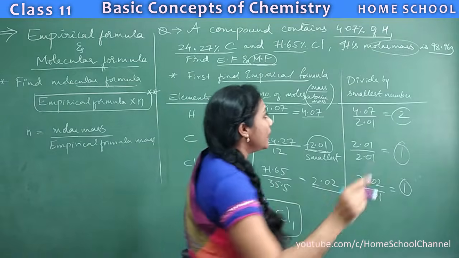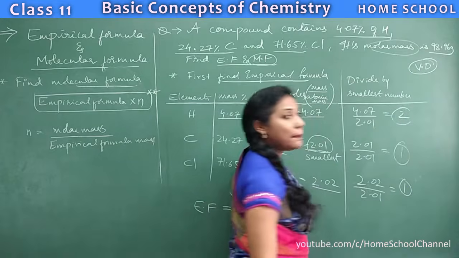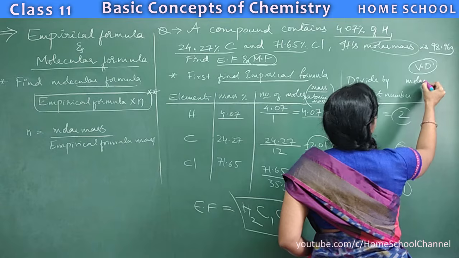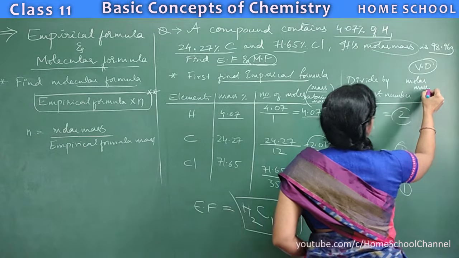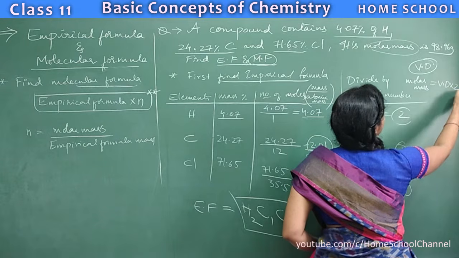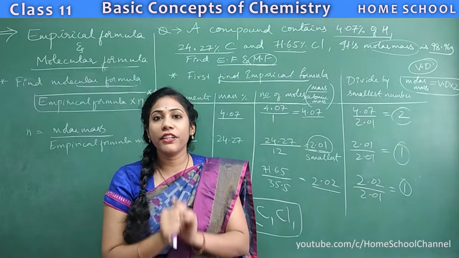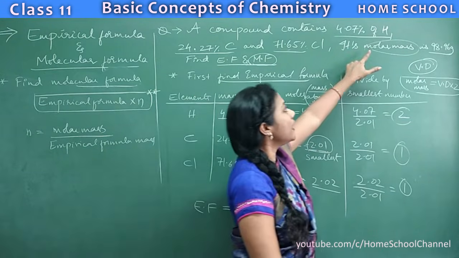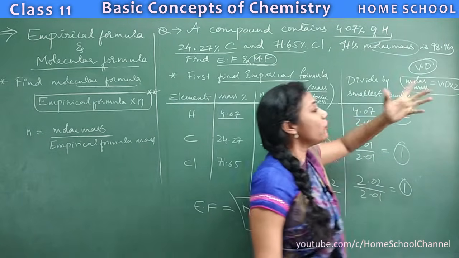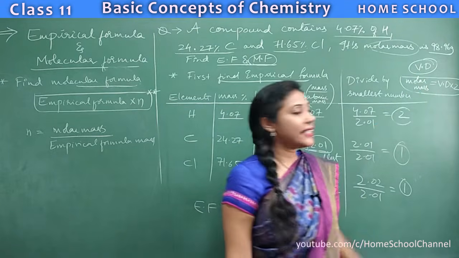If they don't give molar mass, at least vapor density they will give. There is a relationship between molar mass and vapor density: molar mass is equal to vapor density multiplied by 2. So at least one piece of information will be given in a question, careful. Either molar mass they will give, or if not, at least vapor density. Once you know the vapor density, you can calculate the molar mass.